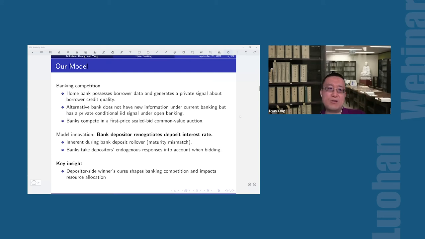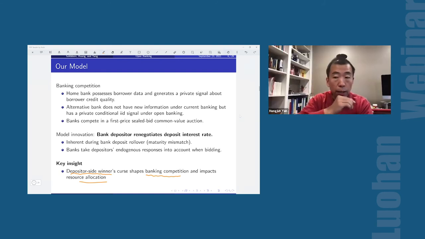The main innovation on the side of the model is to think about how the bank's depositors will react. We think our paper is probably the first to consider the interaction among the three players: borrowers, depositors, and banks. The bank's depositors will react because of this maturity mismatch problem, and their reaction will increase the funding cost of each bank, of all banks. That can amplify the winner's curse problem and reduce overall social welfare. So we want to highlight one economic insight: the depositor side changes the winner's curse, which will change banking competition and affect social welfare. That's the overall insight.